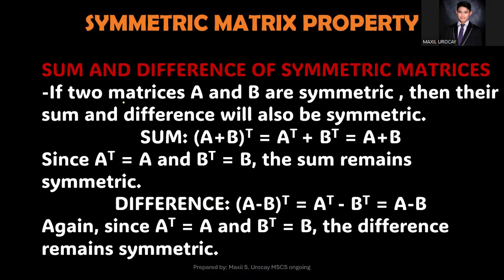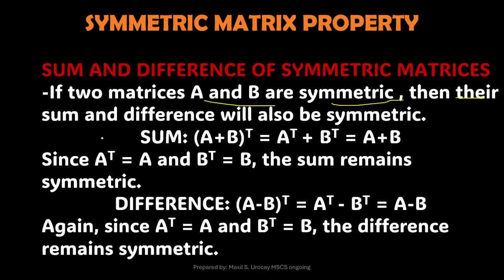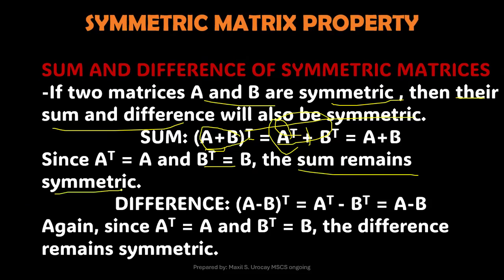So for this one, if two matrices A and B are symmetric, then their sum and difference will also be symmetric. So we'll begin to check that. Given the sum A plus B, you transpose the result, which is equal to the transpose of A added to the transpose of B, and that is equal to A plus B as well, since the transpose of A is equal to A, and the transpose of B is equal to B. The sum remains symmetric.